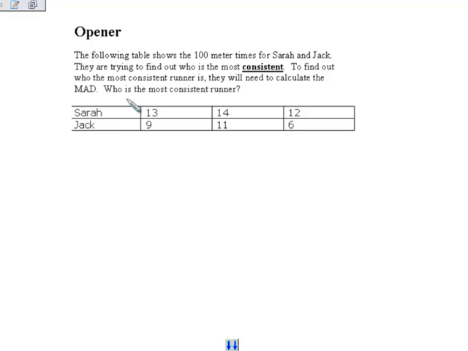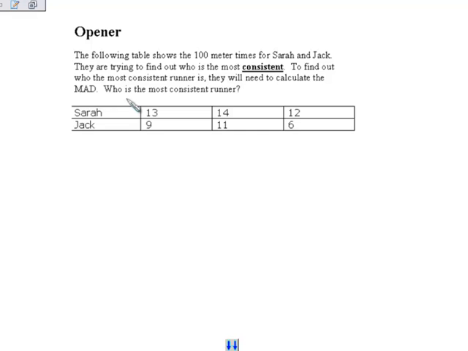So it was my understanding that we had some confusion yesterday about calculating the MAD, which is the mean absolute deviation, versus calculating the regular mean. When you're calculating the mean, just the mean, you're calculating somebody's average. But when you're calculating the MAD, you're calculating to see which set of data is more consistent.